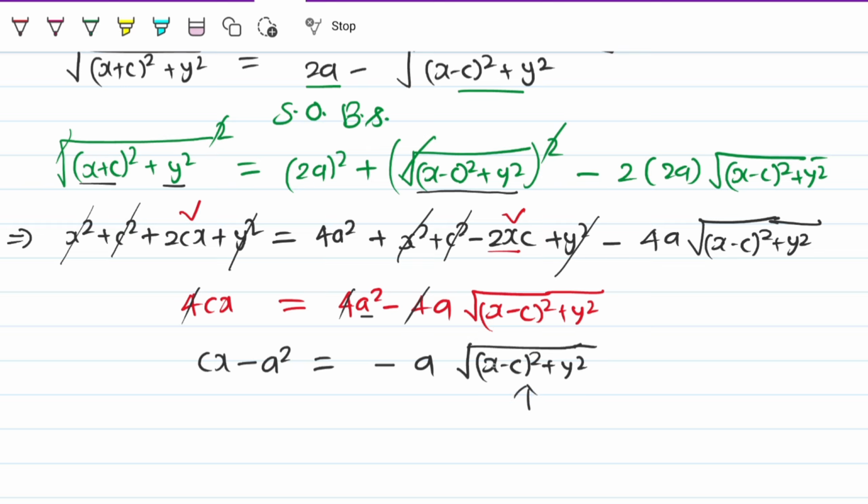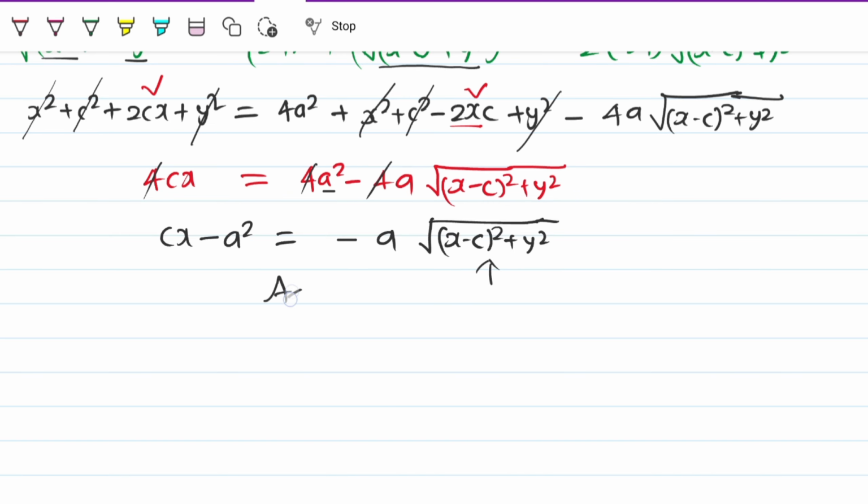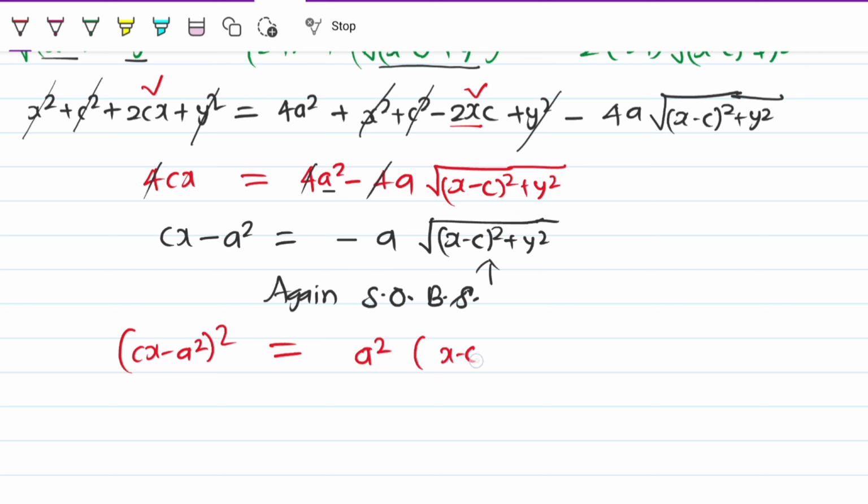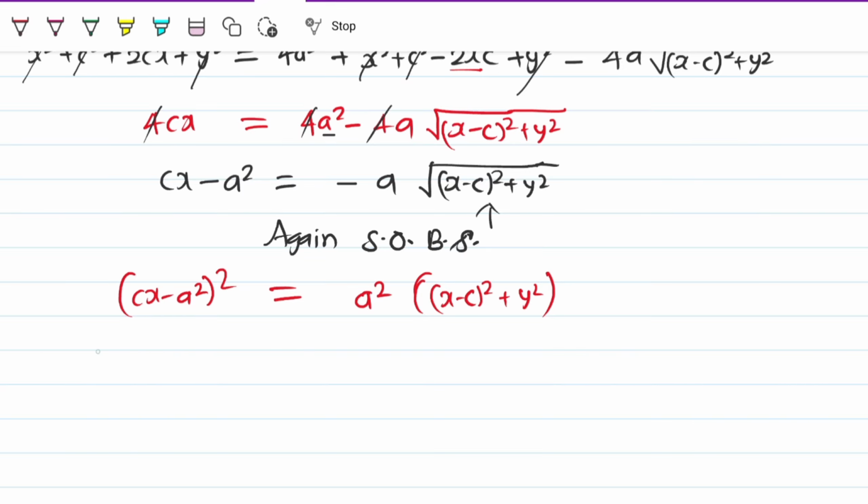Now this extra square root is there, so to remove the square root again we need to square on both sides. So again squaring on both sides, so we will get cx minus a square whole square equals to, and minus a whole square, it will be a square and the root cancels, so x minus c whole square plus y square, this. Okay, open this, cx minus a square whole square, so it is cx whole square plus a square whole square minus 2 into cx into a square, and it is a square.